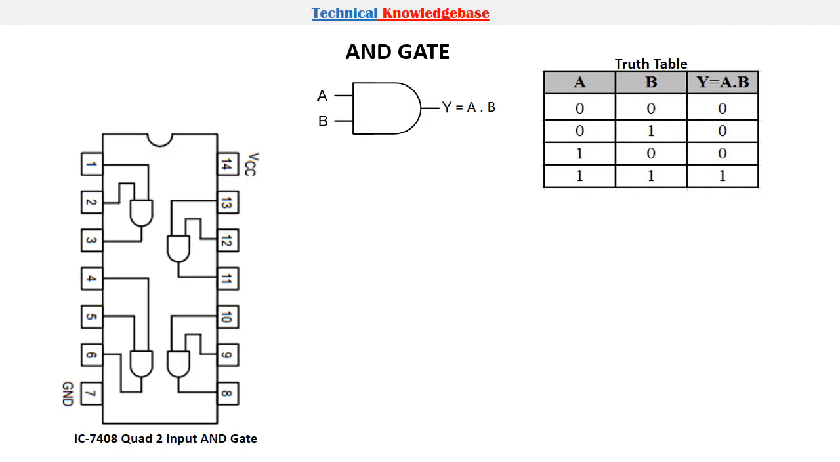Similarly, the IC 7408, quad 2-input AND gate, is used for the AND gate in electronic circuits. This one is the two inputs of the AND gate, and one is the output. VCC means the positive supply and ground is the negative supply.